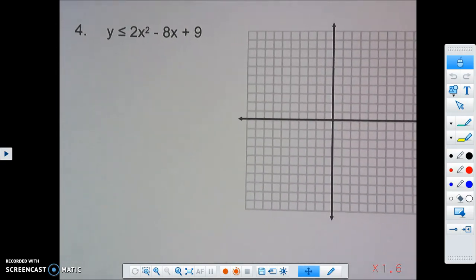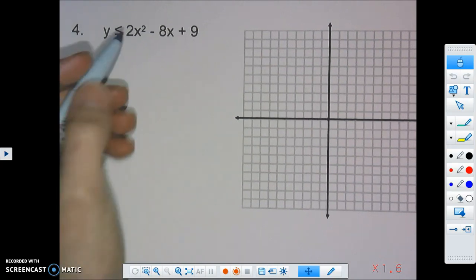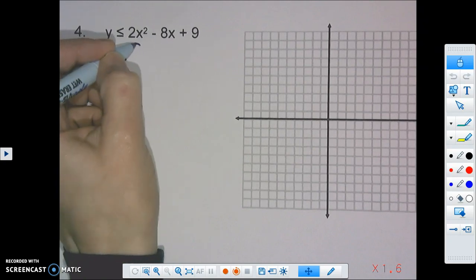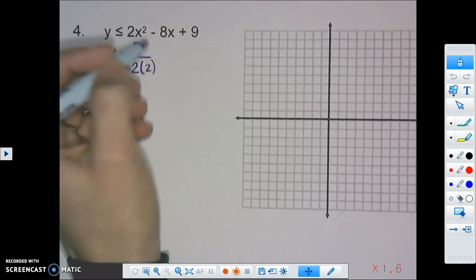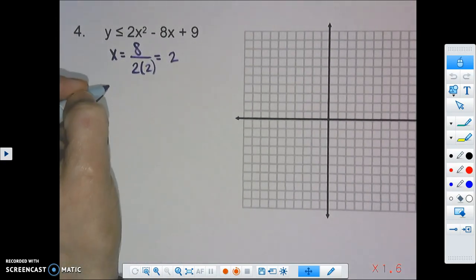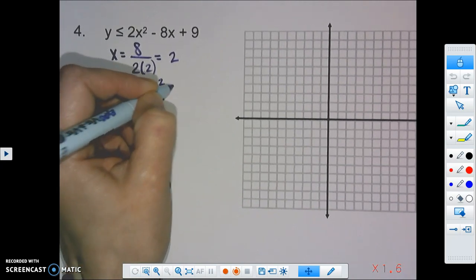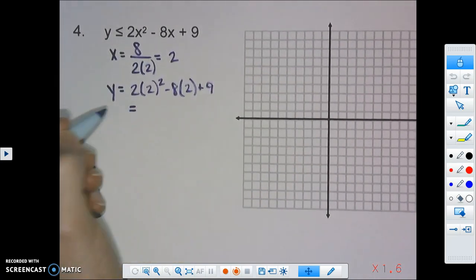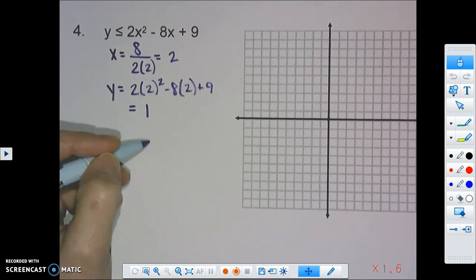Here we have y is less than or equal to 2x squared minus 8x plus 9. So again, it's in standard form, which means we're going to find the x coordinate of our vertex by using the opposite of b over 2 times a. And that would give us an x value of 2. Plugging that back into the original equation and completing the math is going to give us a y value of positive 1.